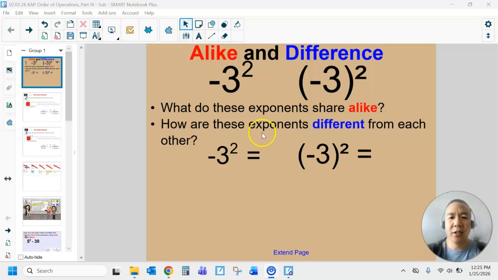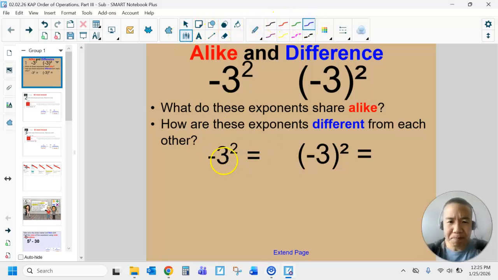How are they alike? First of all, they both have an exponent of 2. They both show a negative, and I see a 3. Now let's do different. How are they different? Let's start with the very first one. Why don't we solve it and see?